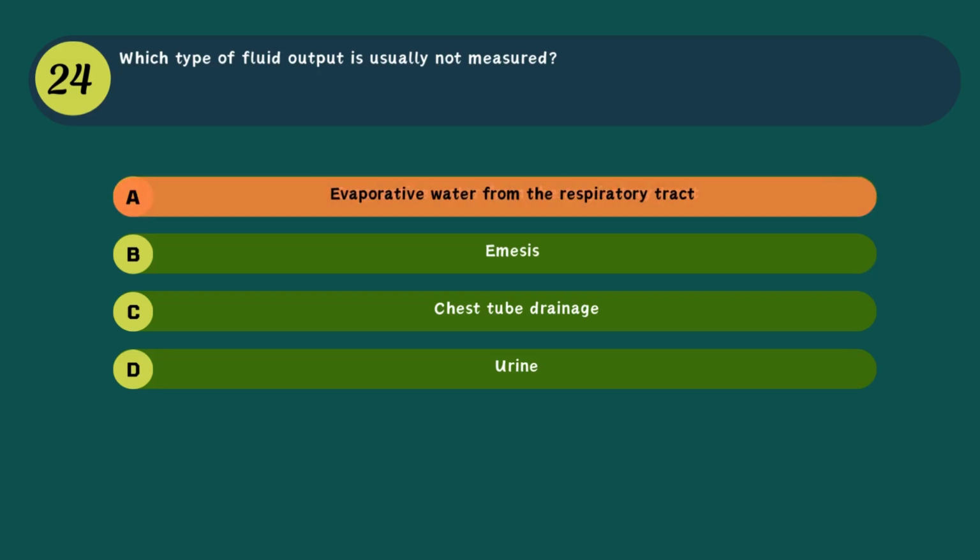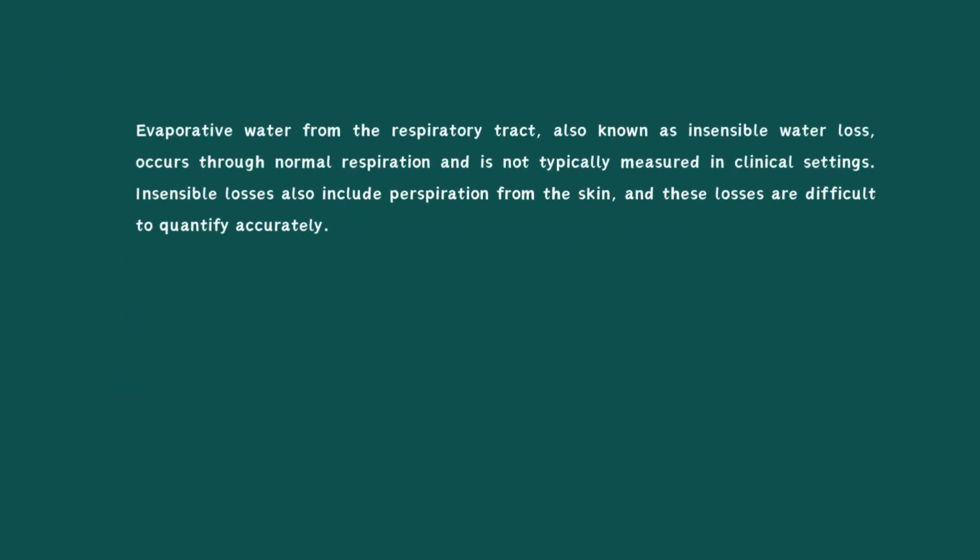Correct answer. A. Evaporative water from the respiratory tract. Evaporative water from the respiratory tract, also known as insensible water loss, occurs through normal respiration and is not typically measured in clinical settings. Insensible losses also include perspiration from the skin, and these losses are difficult to quantify accurately.